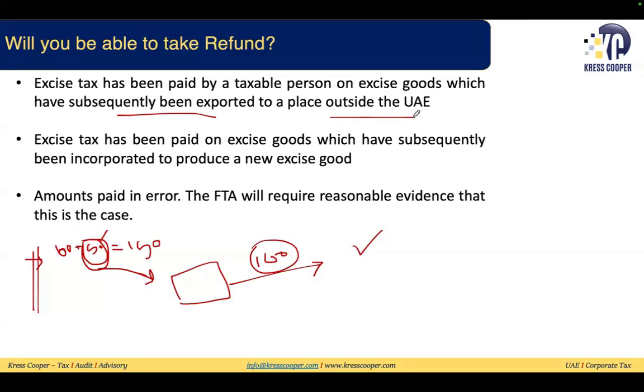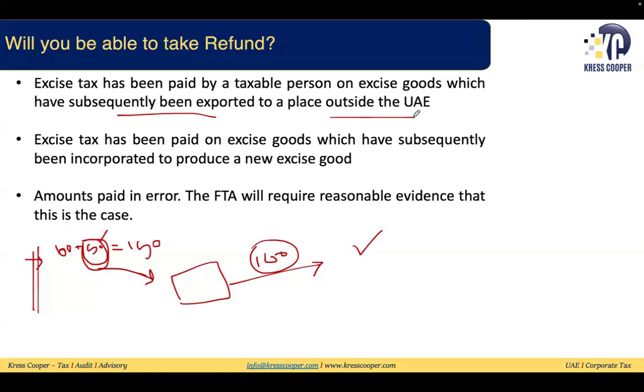This is the first. Second, you are importing excisable goods, buying excisable goods, or manufacturing excisable goods, and those excisable goods are being used in another product that is subject to excise duty. We'll look at an example next. So excisable products are being used to manufacture another excisable product. To avoid double taxation, you will be liable to pay excise duty on the final product only. So you have a right to take the refund from the FTA, because you avoided double taxation. This is the second possibility.